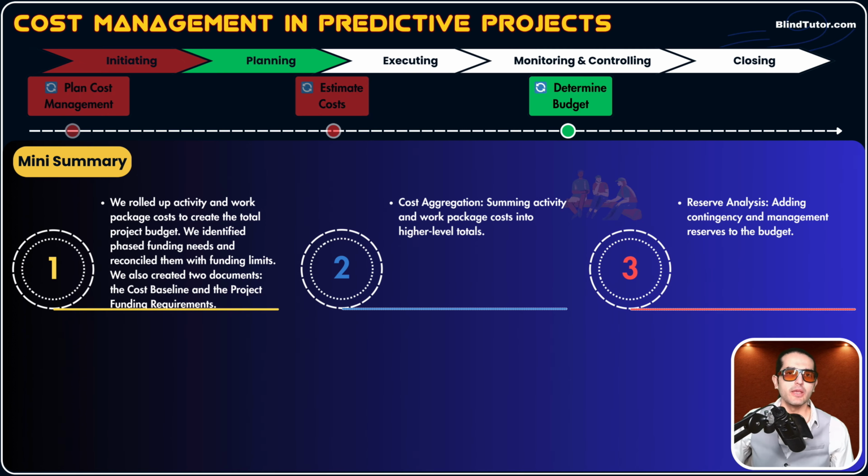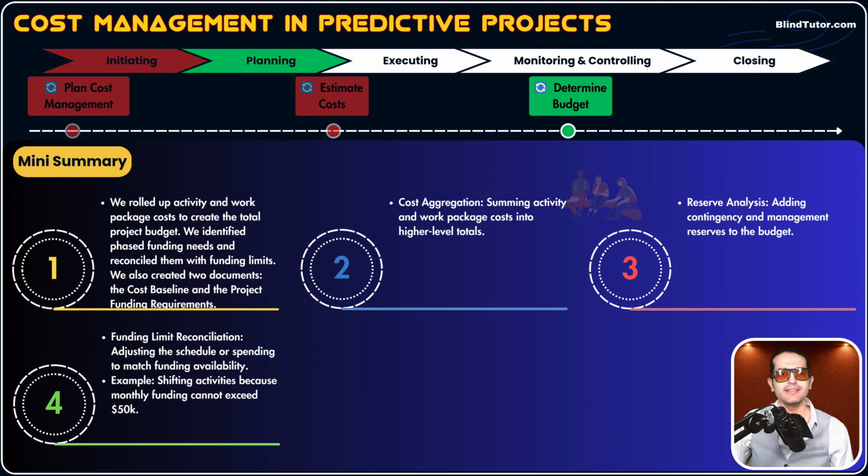Awesome. We also used another tool and technique called funding limit reconciliation, guys. What does this mean? It means adjusting the schedule or spending to match funding availability. For example, shifting activities because monthly funding cannot exceed 50K. Some organizations have, for example, a monthly spending limit. Let's say 50K as an example. But we as a project team have included activities to be done in that month, which cost 60K. So it exceeds the funding limit of our organization.